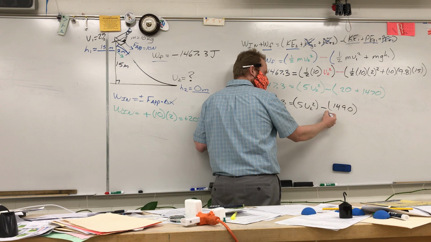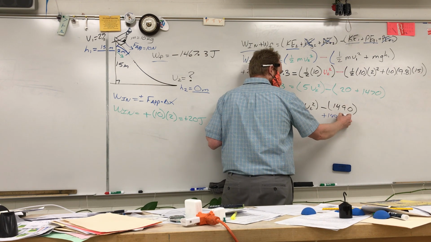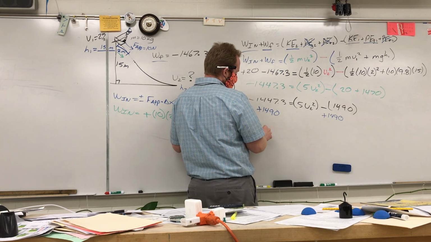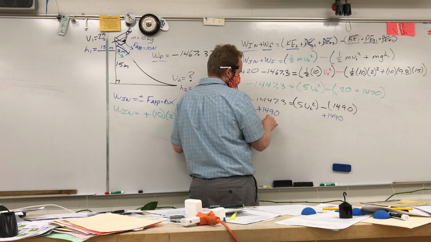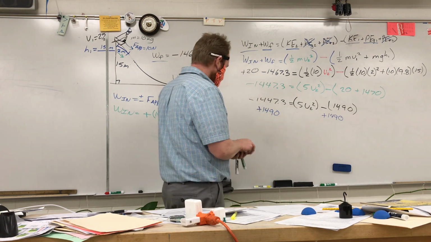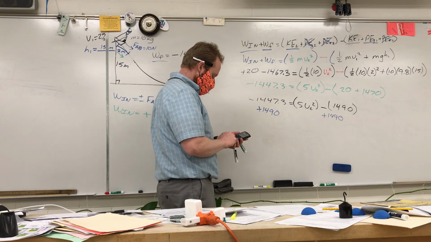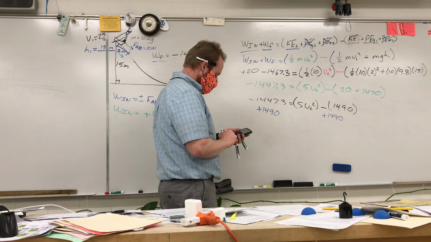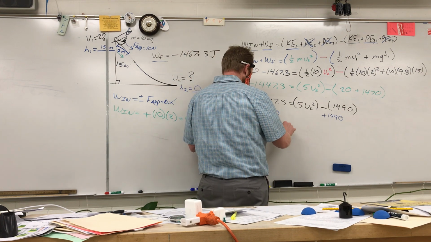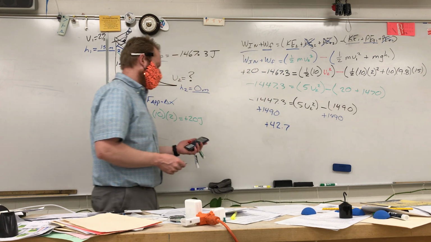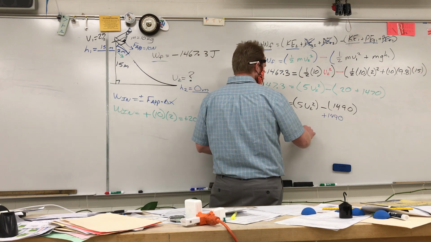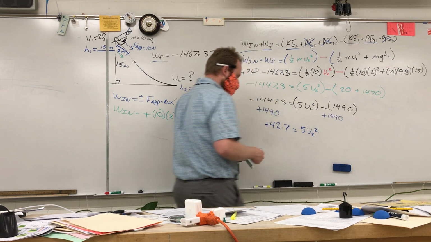Add. Because that's a minus, so don't divide it, I have to add 1,490 to both sides, which is gonna give me 43.8. Please look, there's a calculator right there. Yeah, because my head was not working very well. It is a positive 42.7. 42.7, yes. And that's equal to 5v2 squared.